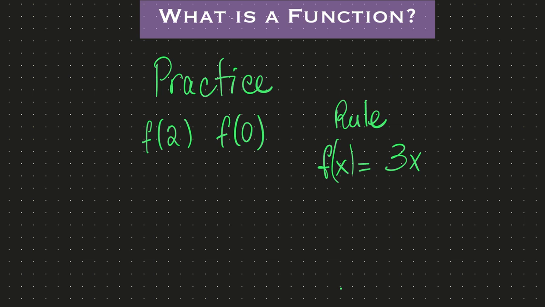So if you want to practice, here are a few examples for you. What is f of 2 and what is f of 0 when the rule is f of x equals 3x? Please write your answers in the comments below.